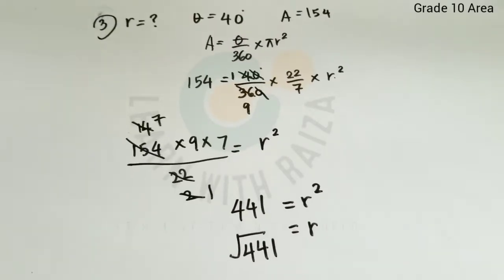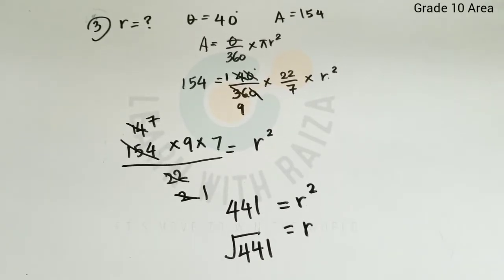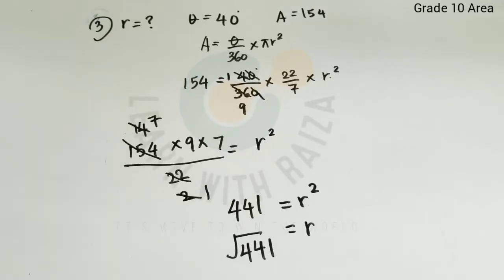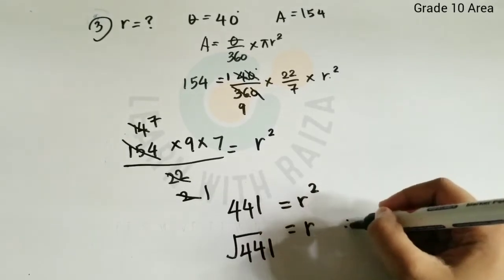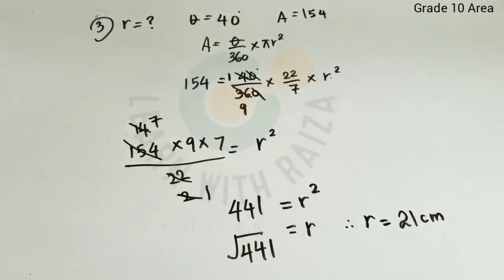So what is the square root of 441? It's actually a perfect square number. So what is it then? You have to get the answer. Yes. So therefore radius is equal to 21 centimeter, because 21 into 21 is 441.